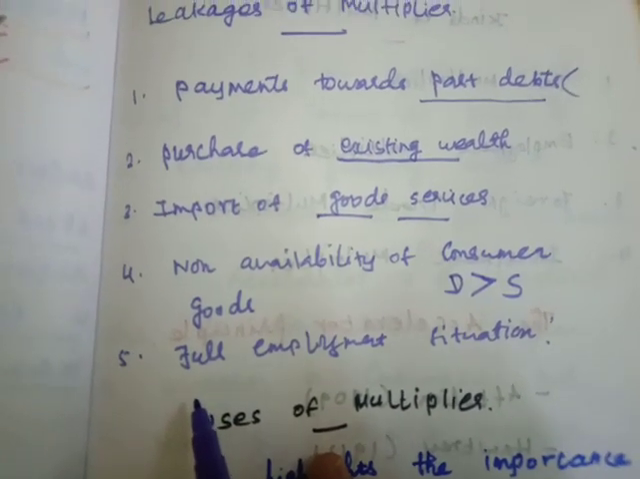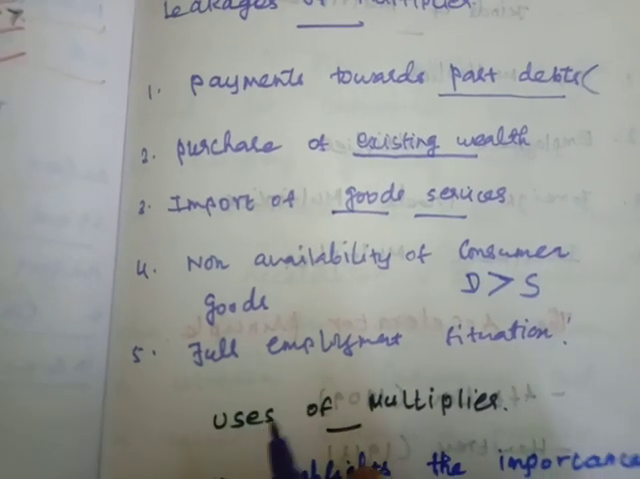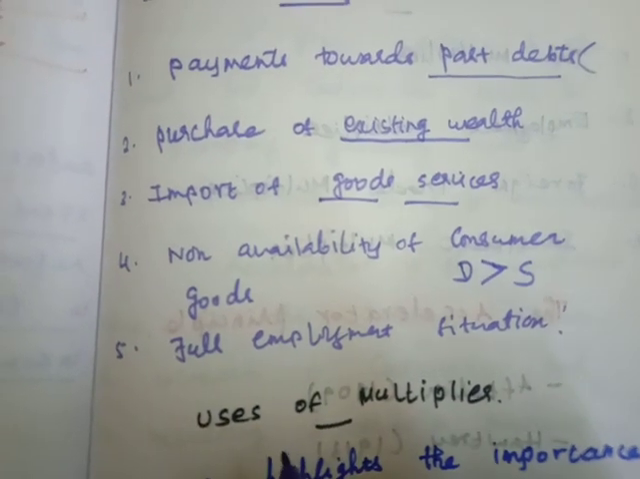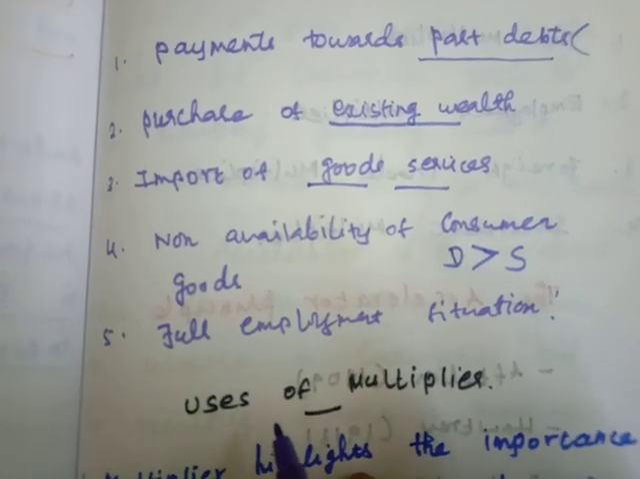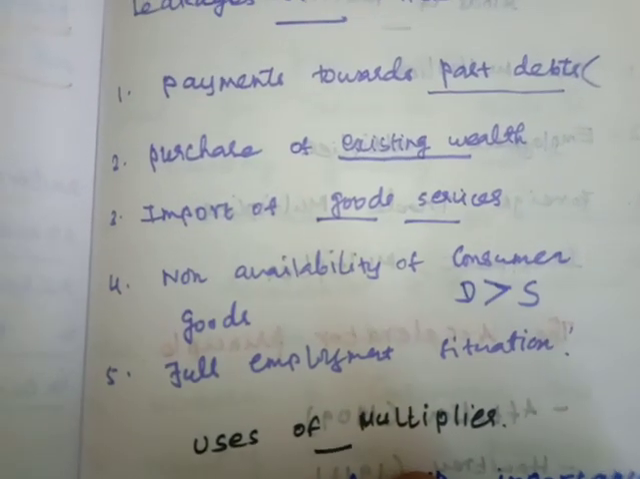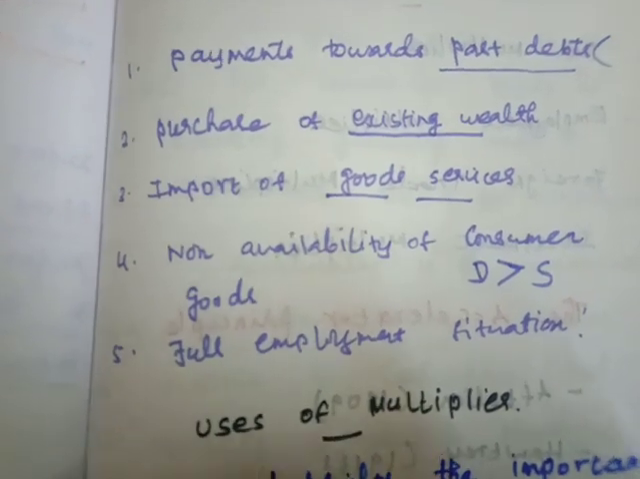And the last one is the full employment situation. Under the condition of full employment, human resources, natural resources, mineral resources and all financial resources are fully employed. So the additional investment will lead to inflation. So it is also one of the factors for reducing the multiplier in the country.